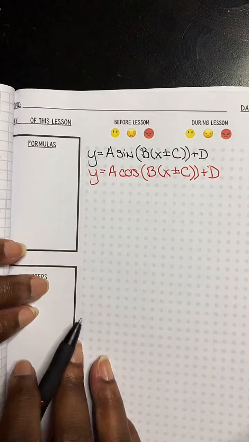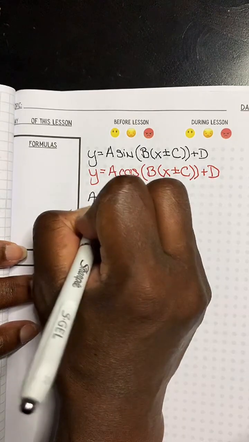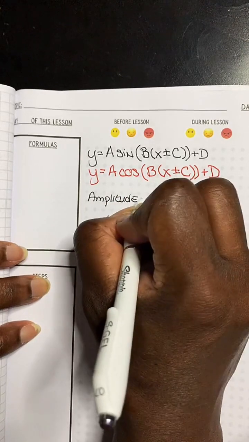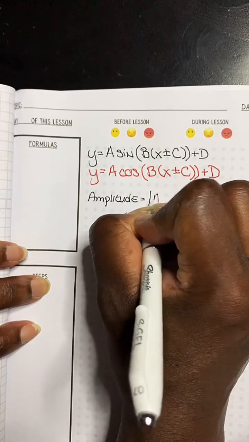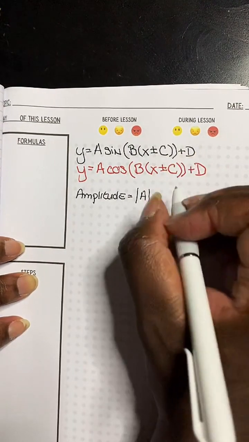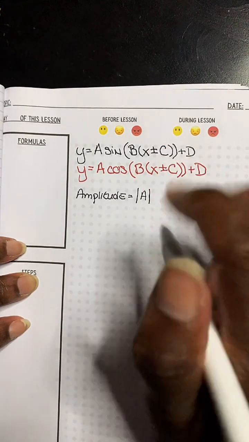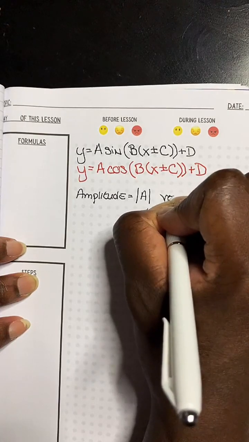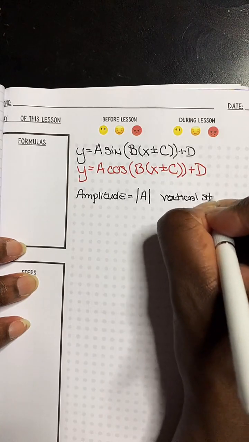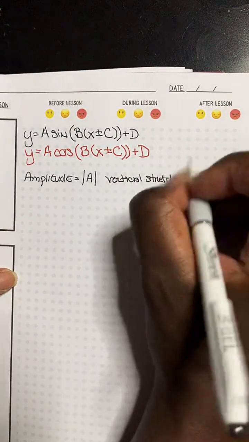Okay, so breaking it on down. So you have your amplitude, which I always say is always going to be positive, so that's why I'm putting it in the absolute value. Okay? But you're looking at how it's going to rise or fall. So how it's going to do a vertical stretch or compression.